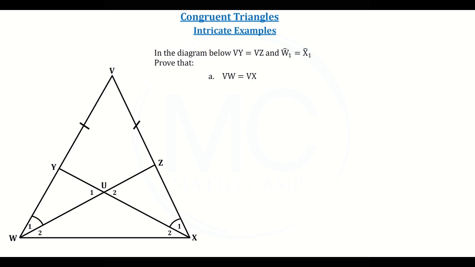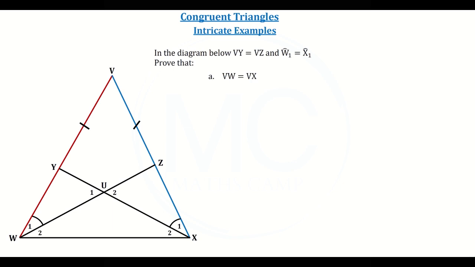Let's start by making Vw red and Vx blue. We can use congruent triangles to prove that two lines are equal. So we're going to use this idea to prove that Vw is equal to Vx. Vw lies on triangle VWX, but so does Vx. We need two separate triangles in order to prove that they are congruent.